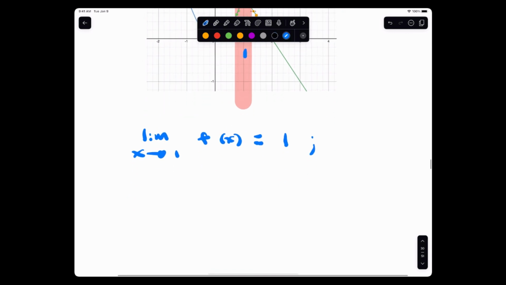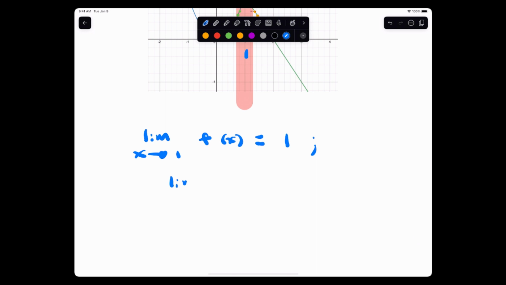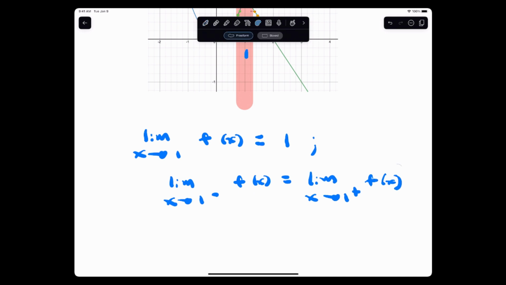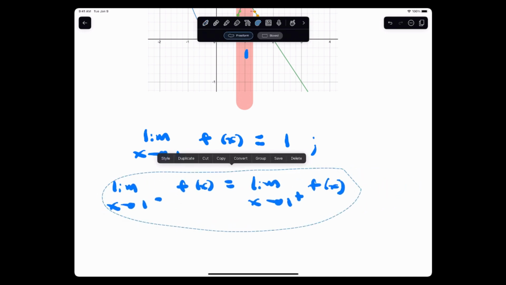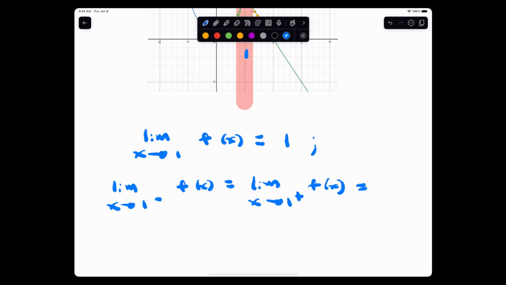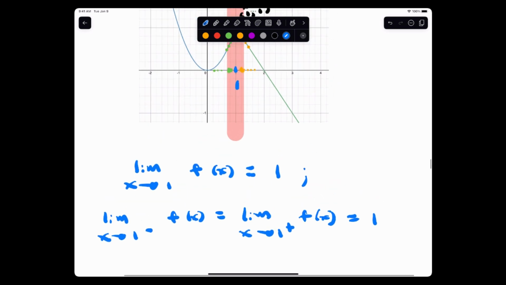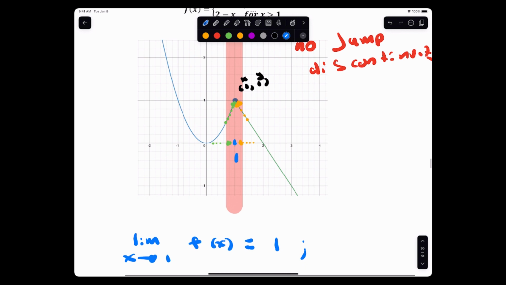So because it's the same, this is 1. And what they really want you to do is write that down, because the limit as x goes to 1 from the left of the function equals the limit as x goes to 1 from the right of the function. They both equal 1, ladies and gentlemen. So that's why the limit as x goes to 1, without the direction, is 1. And it's in the picture.